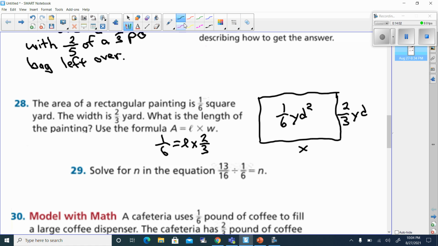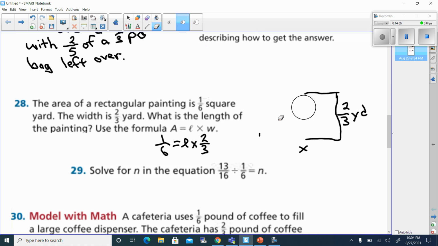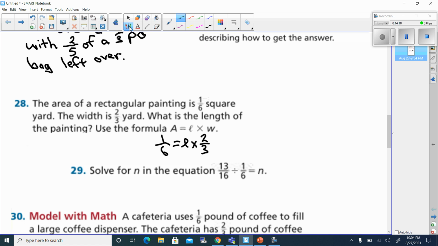All right, so now that we got all that figured out, let me erase this. Give me some room to work. Well, we know that we can go ahead and divide this out, right, and get the L by itself, because either being multiplied, to do the opposite, we need to divide. So this is going to turn to 1/6 divided by 2/3 equals the length.